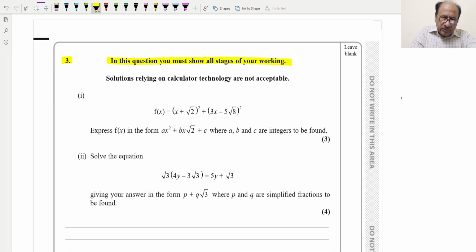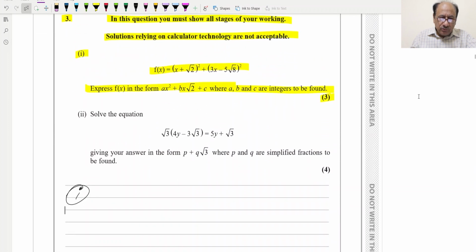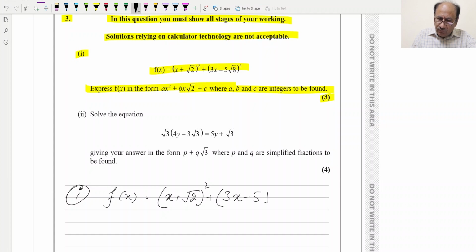Question number 3 says, in this question you must show all your stages of working, and a calculator is not allowed. So f of x is equal to this one. Express f of x in this format. We'll have to just expand, and this will be a 3 mark question. Part I, if I solve, we can write the given equation f of x is equal to x plus the square root of 2, squared, plus 3x minus 5 root 8, and this will be whole squared.